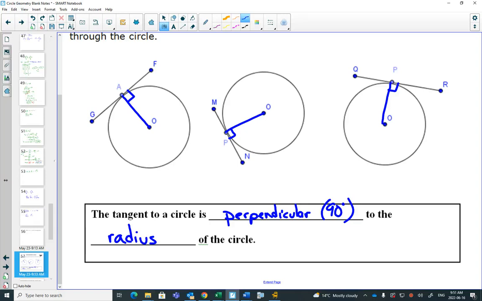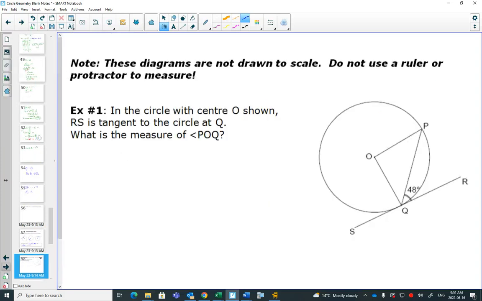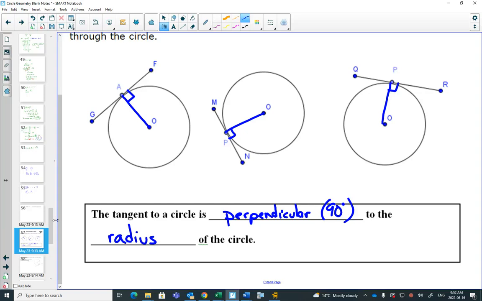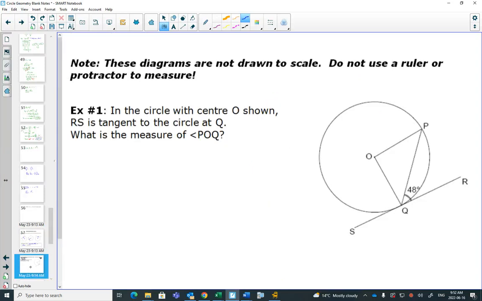And this will open up all sorts of abilities to solve questions. So look at this first one. These diagrams are not to scale, but they tell us it was perpendicular to the radius of the circle. I like these. These are like little puzzles. So now, they tell us we have the center at O. We have a tangent line at Q. What angles can you figure out?